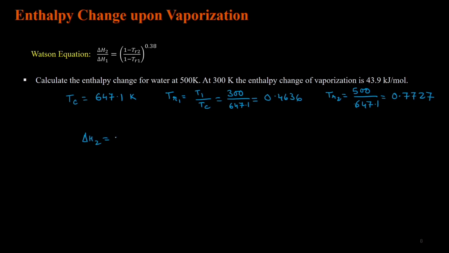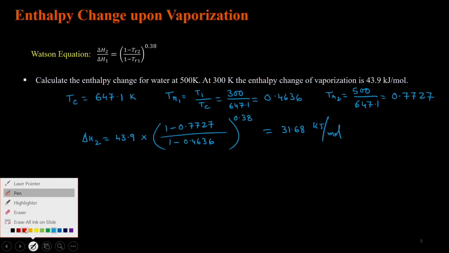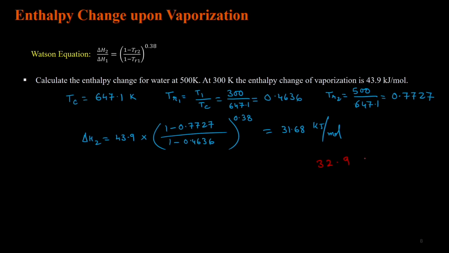So once I have TR1 and TR2, I can actually calculate delta H2 directly. It will be delta H1, which is 43.9 kilojoules per mole, times (1 minus TR2, which is 0.7727, over 1 minus TR1, which is 0.4636) to the power 0.38 according to Watson's rule. And this value here turns out to be 31.68 kilojoules per mole. And again, this is a good estimate. The experimental value turns out to be 32.9 kilojoules per mole.